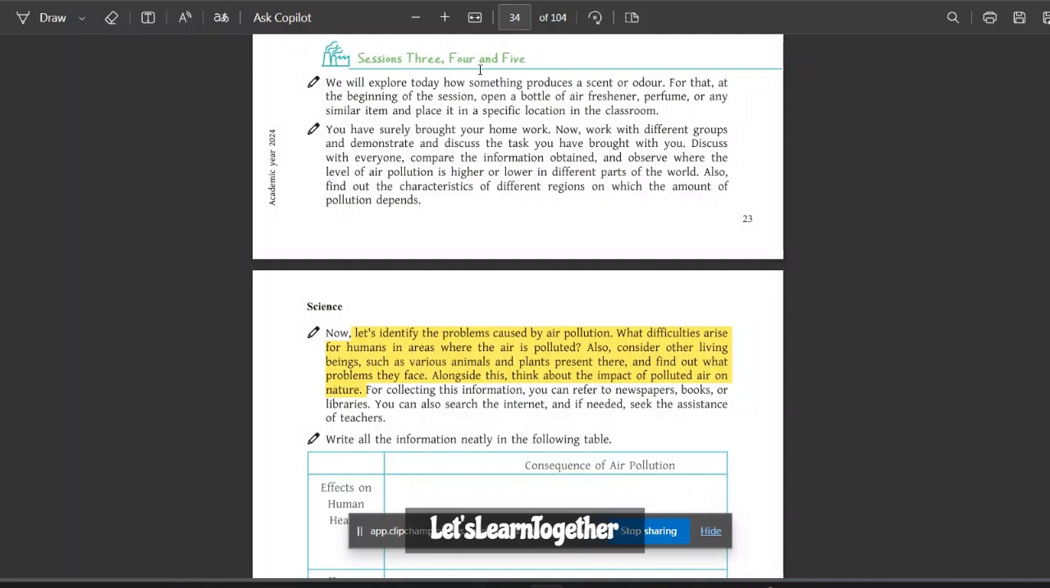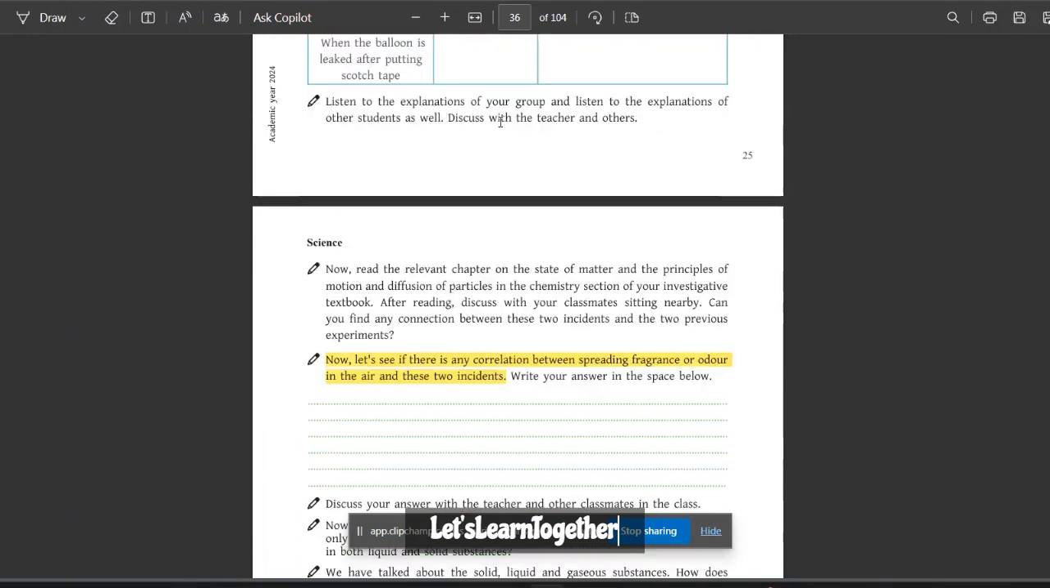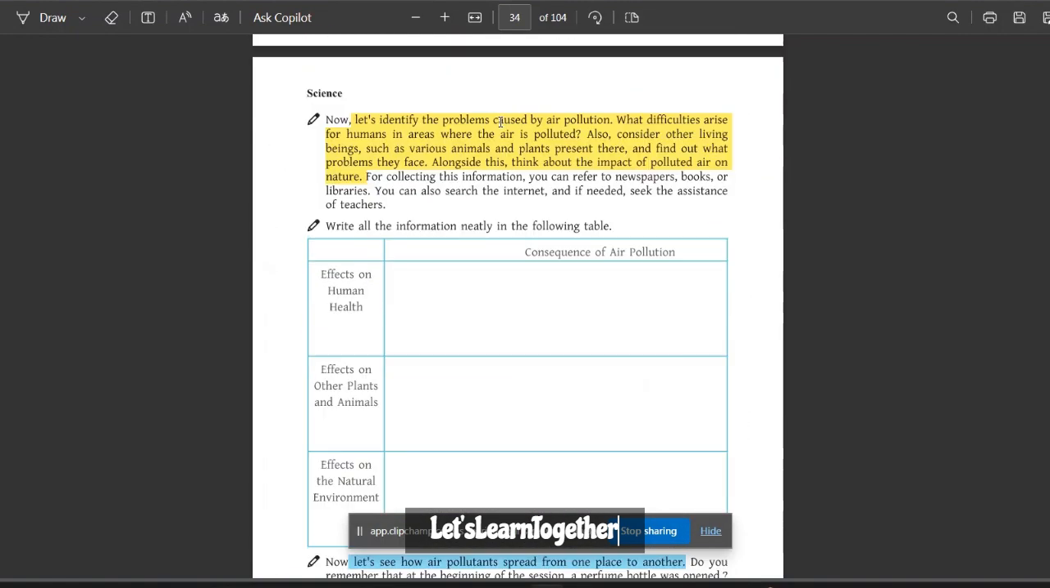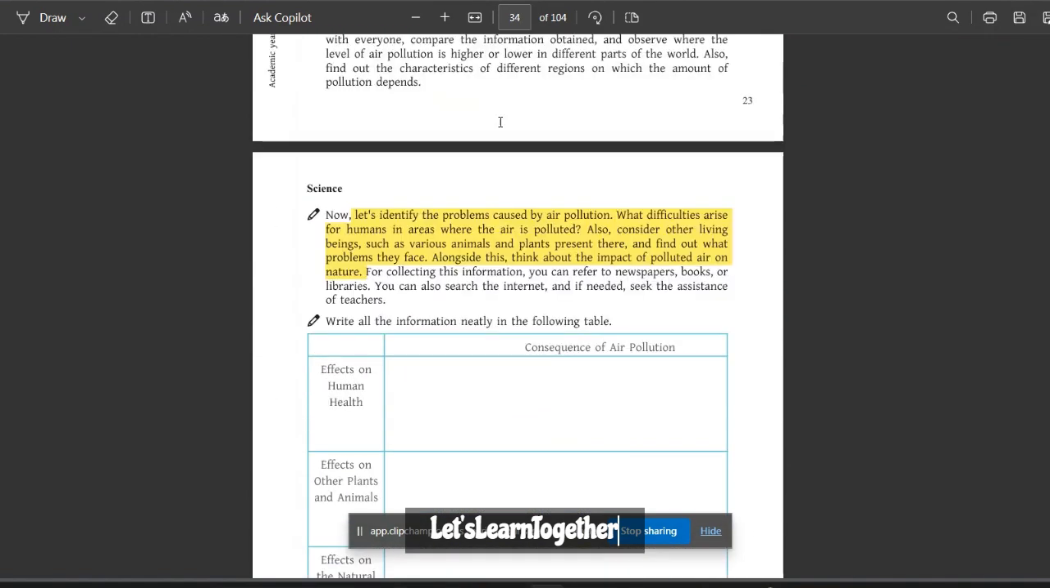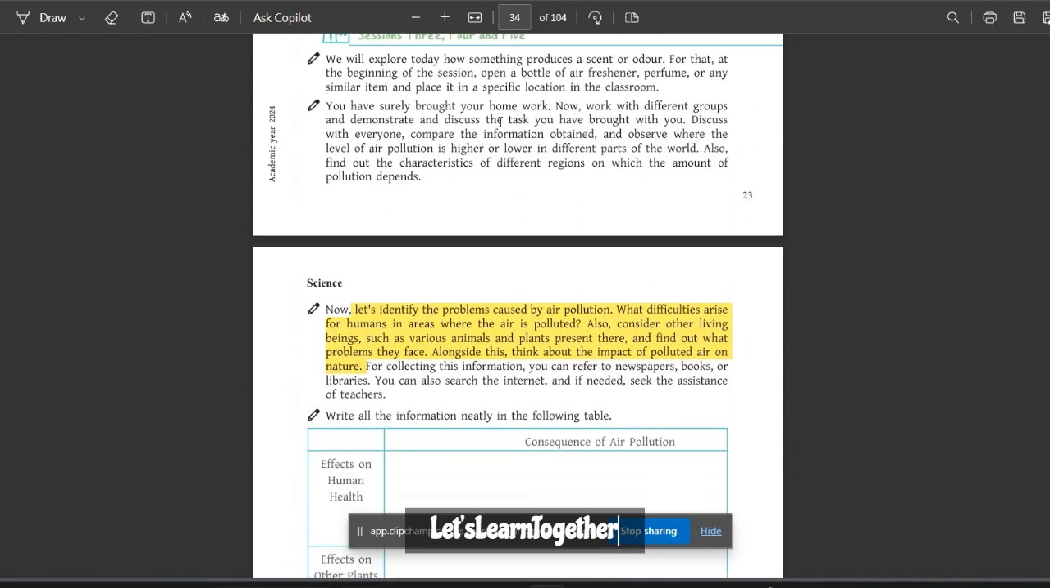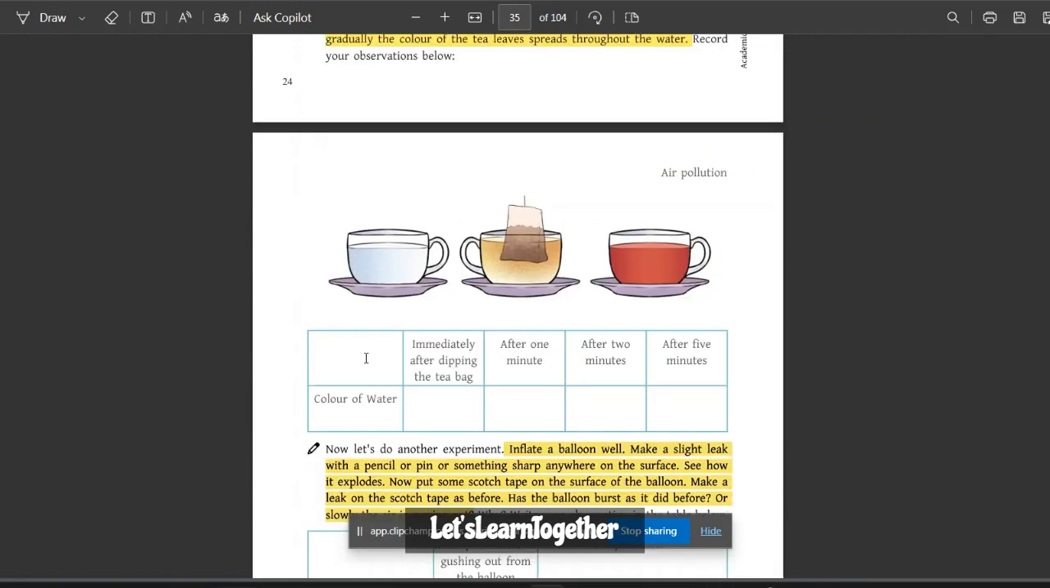So today we will be solving sessions 3, 4 and 5 of chapter 2 of the science exercise book of class 9. There are a total of 4 activities in this chapter. 3 are table solving and 1 is question answering. So we will go through each of them. I have highlighted the main parts of the questions for you so that we can discuss it and then we can go for the answers.